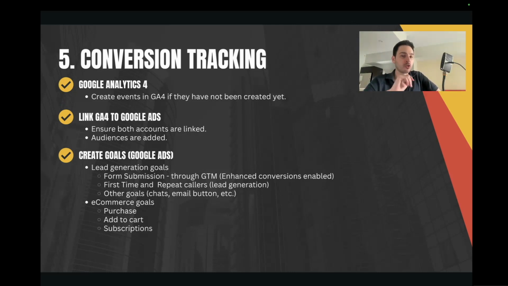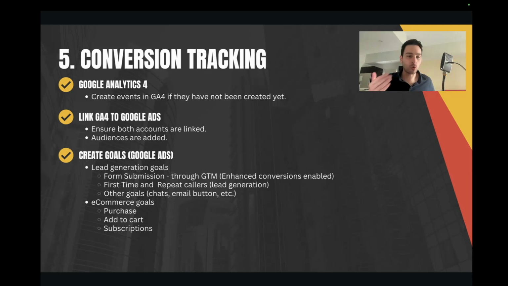We're onto conversion tracking. Before we build out the Google Ads campaign, I generally like to start with the conversion tracking first. Generally, we want to track in Google Analytics 4 and Google Ads, although the primary goals are all going to be Google Ads, specifically with Google Tag Manager. But we also like to track everything on GA4 as well, just as a backup or as a comparison tool. So we want to create events in GA4 if they haven't been created yet, the events that we'll be tracking in Google Ads. And we want to link GA4 to Google Ads, ensure that audiences are added so that we can add audiences from GA4 to Google Ads as well. And we have that option.